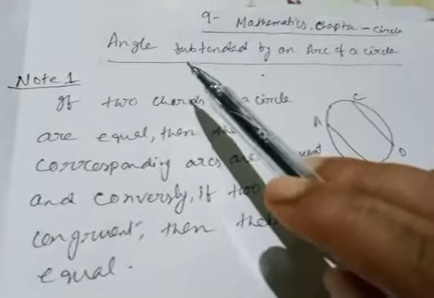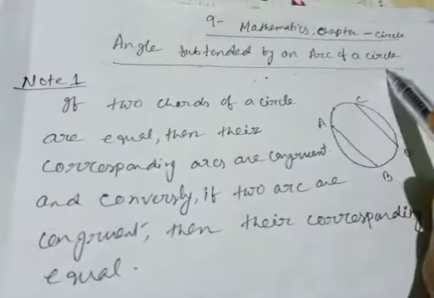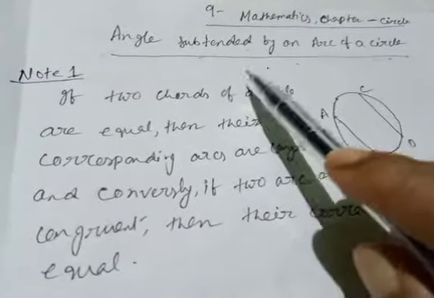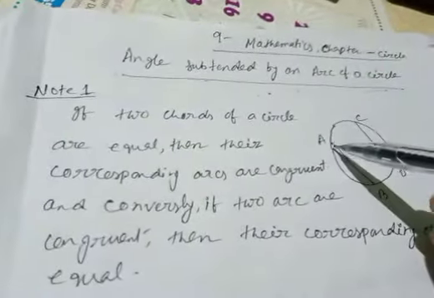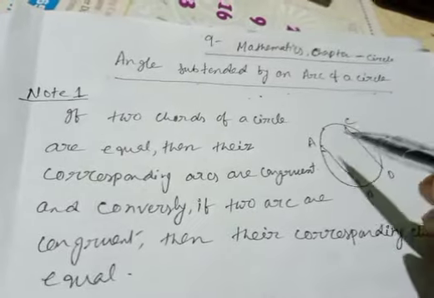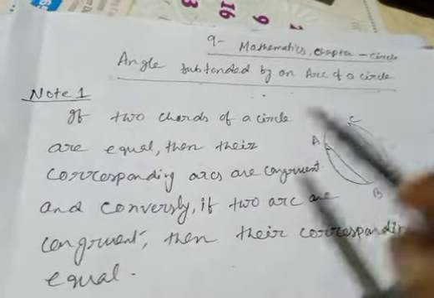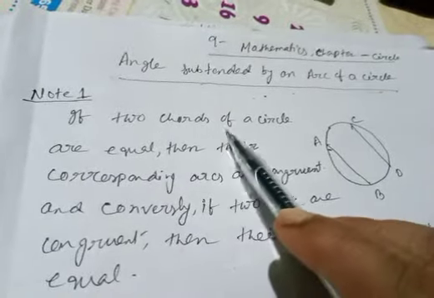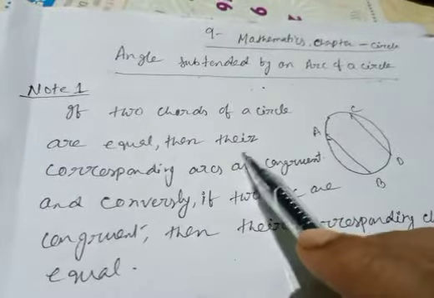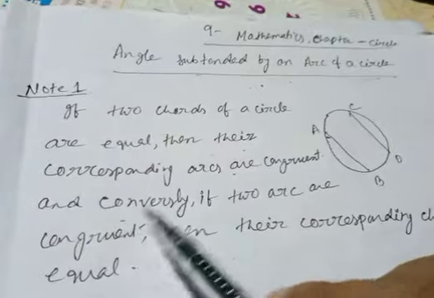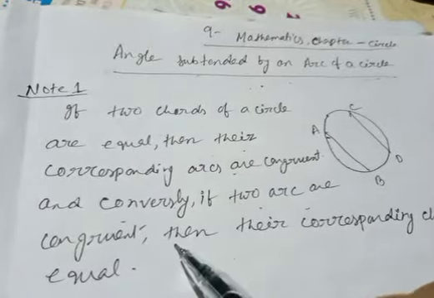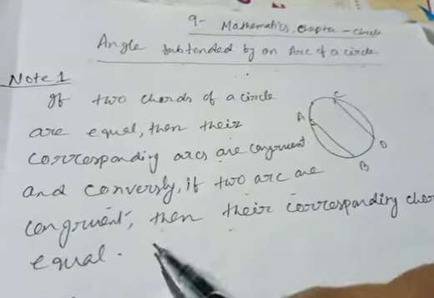Okay, so today we will discuss angle subtended by an arc of a circle. This is a new concept for you. So before that, you have to understand this note 1 and note 2. See, suppose AB and CD are equal chords. If two chords of a circle are equal, then their corresponding arcs are congruent. And conversely, if two arcs are congruent, then their corresponding chords are equal.